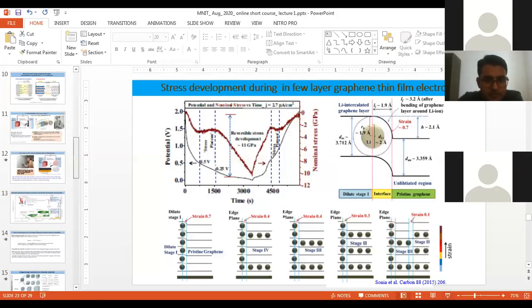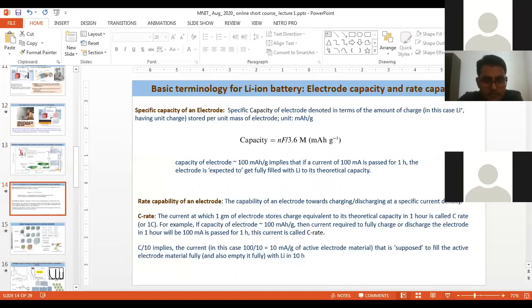So specific capacity is the amount. So how to estimate this specific capacity? First I should tell that, what you do, you take 1 gram of material. Okay, you apply a certain amount of current for 1 hour. You just check how much charge is getting stored in that material. So that charge corresponds to the specific capacity of that material.